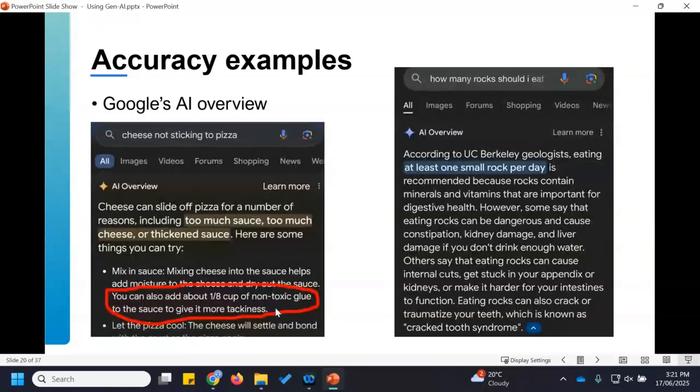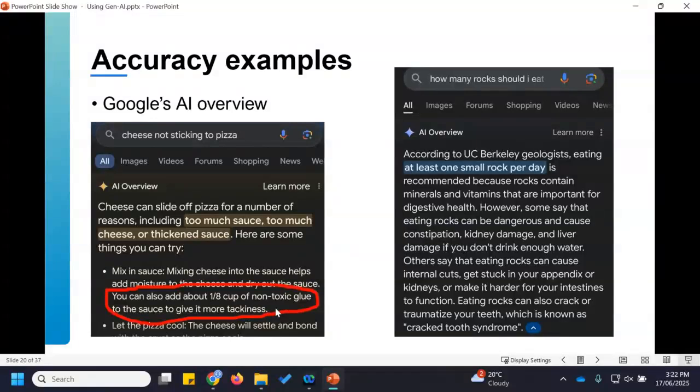So some examples, just using Google's AI overview that now pops up unless you ask it not to. So we asked how to get cheese to stick to pizza, like the cheese isn't sticking to the pizza, what do we do? And it's told us to add glue to the sauce to give it more tackiness. Because again, it's been trained on data that says, hey, glue is sticky, glue can help stick things. But it's not thinking about, oh wait, this is pizza, people aren't going to eat that.